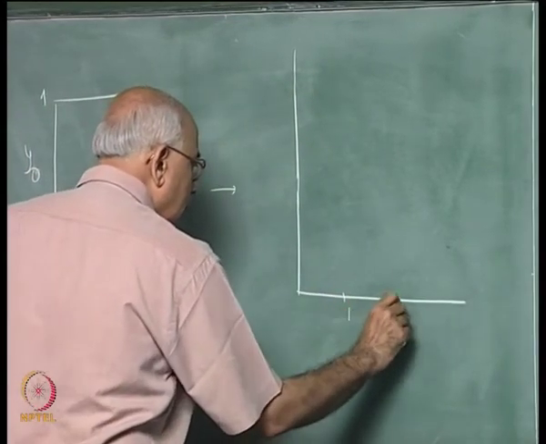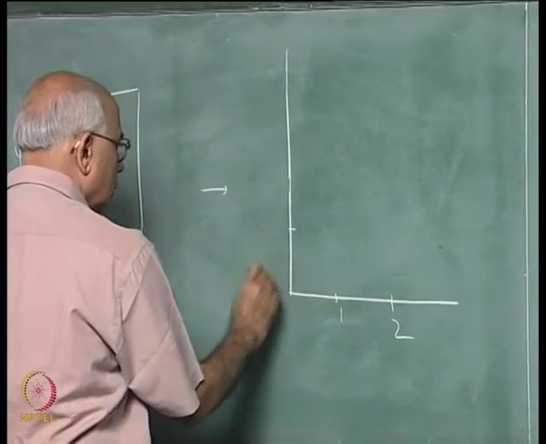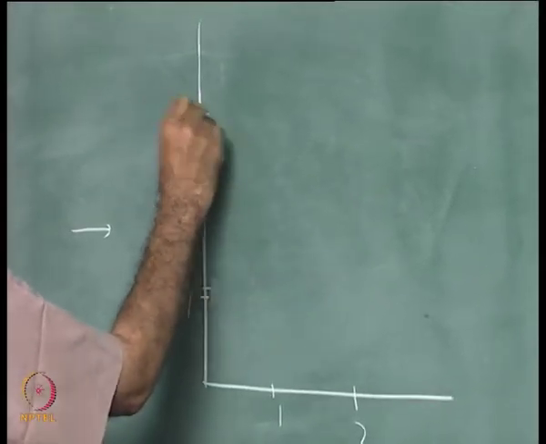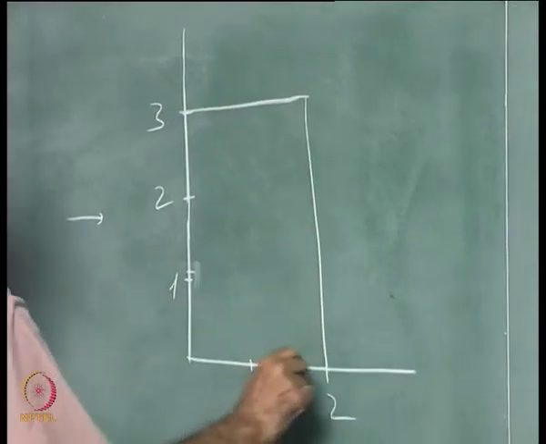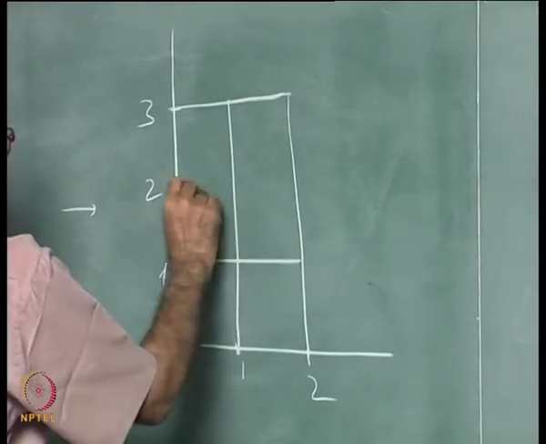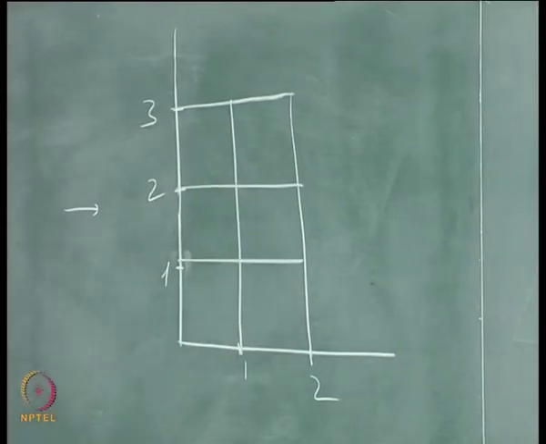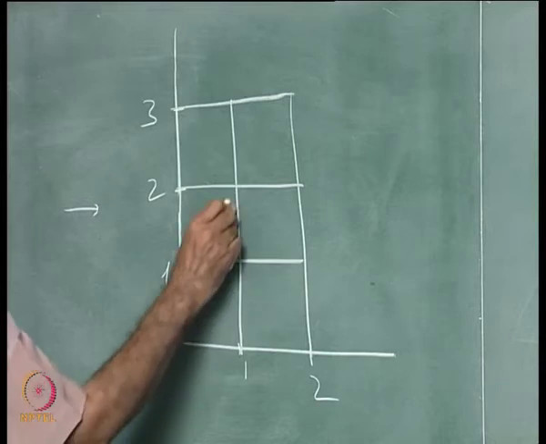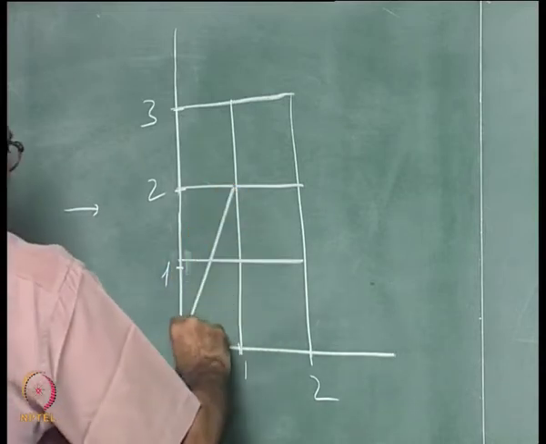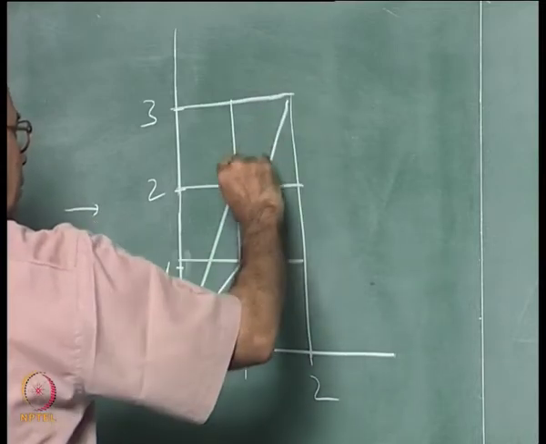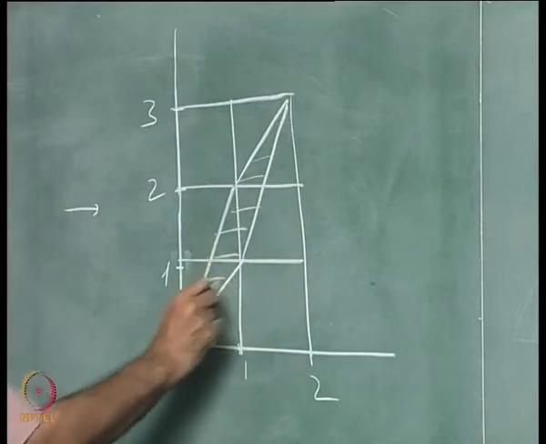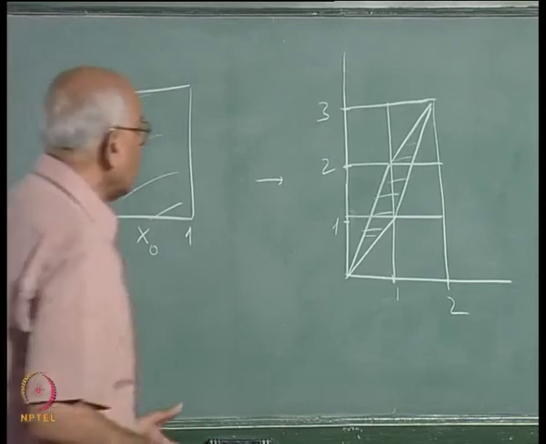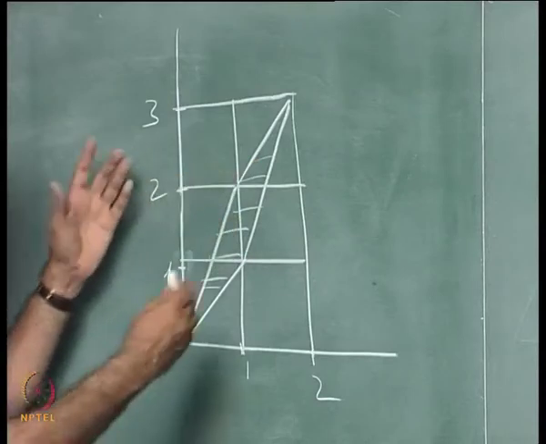So here's one, here's two, here's one, here's two, and here's three. So what the map does is to take this guy here and distort it in this fashion such that the unit square becomes this. So this is what the unit square goes into at this stage, but you are supposed to do this modulo 1. So what you do is to cut out all these pieces and put them back into this square.